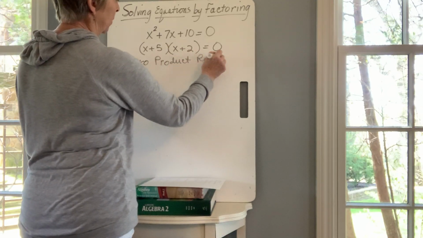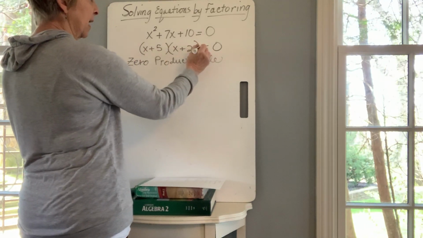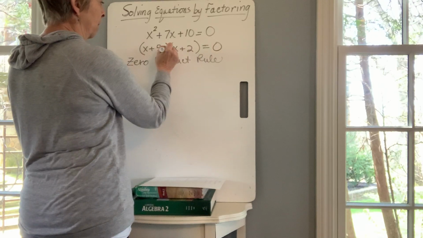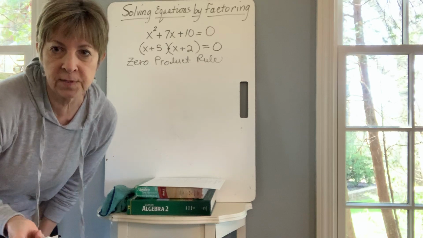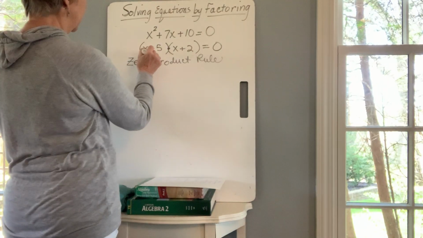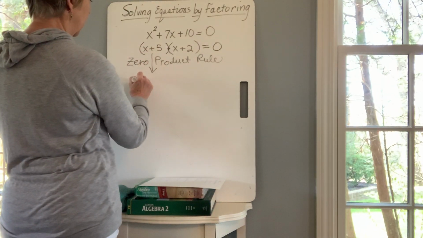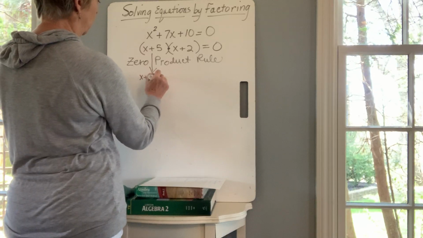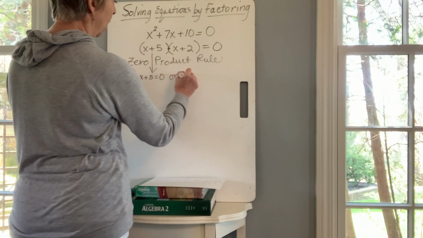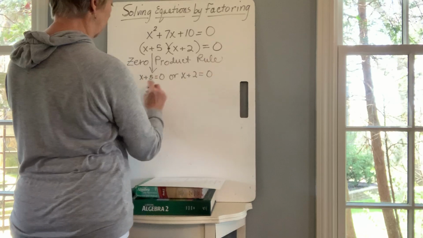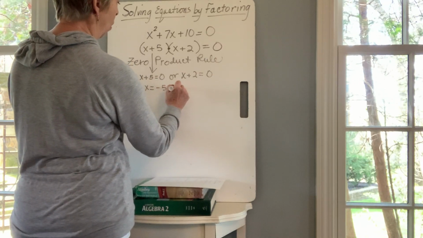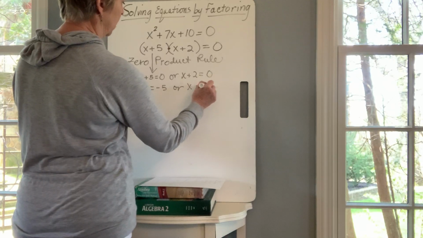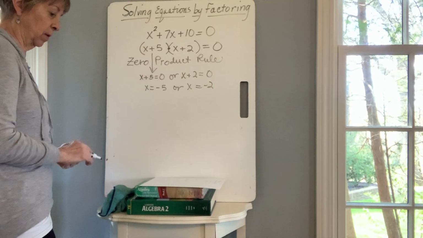We did these problems already. If you're going to get a zero answer from multiplying two things together, the only way that happens is if one of them is zero. So that tells me that x plus 5 has to equal 0, or x plus 2 has to equal 0. So x is either negative 5 or x is negative 2 when I solve those.